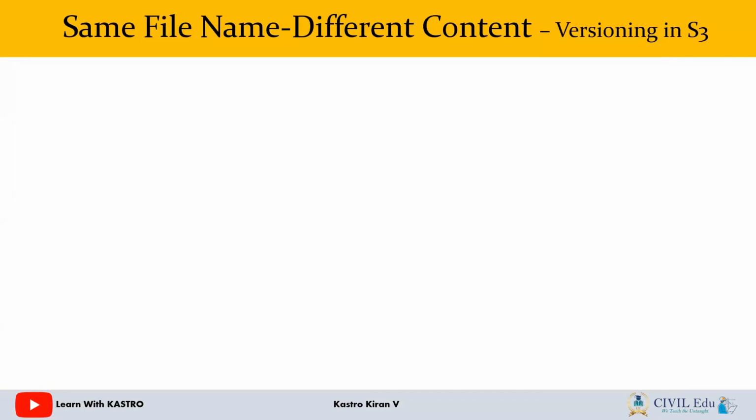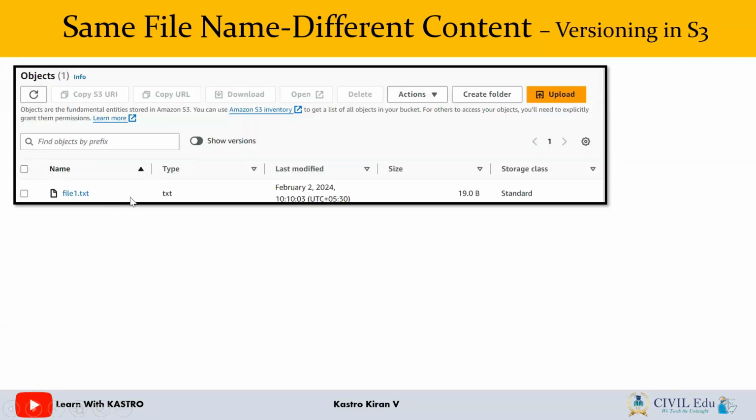Now, let's look at the second scenario, which is with the same file name but with different content. Here, I will upload the object with the same name, that is file1.txt. I uploaded this object at 10:10 in the morning. So far, how many objects do we have? We have uploaded 3 objects with the same file name. File 1 was uploaded at 9:57, file 2 was uploaded at 10:03, and the third time I am uploading the file at 10:10 a.m.